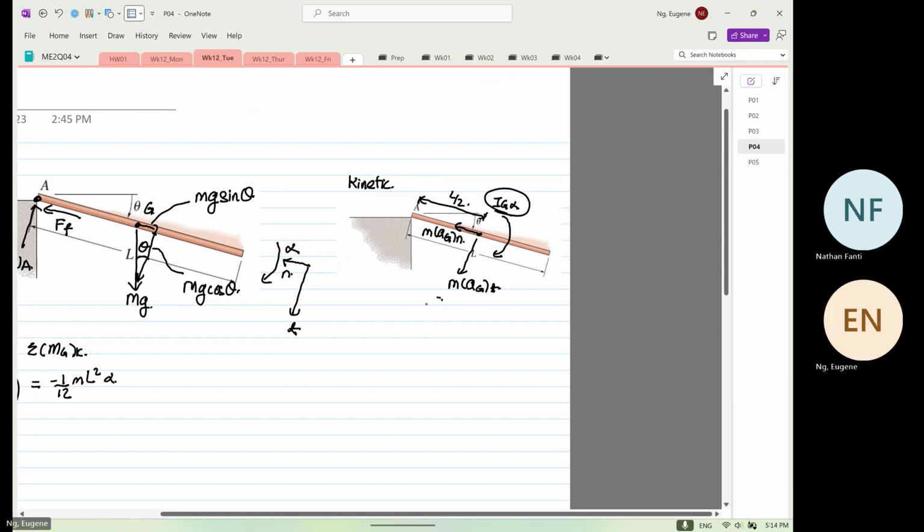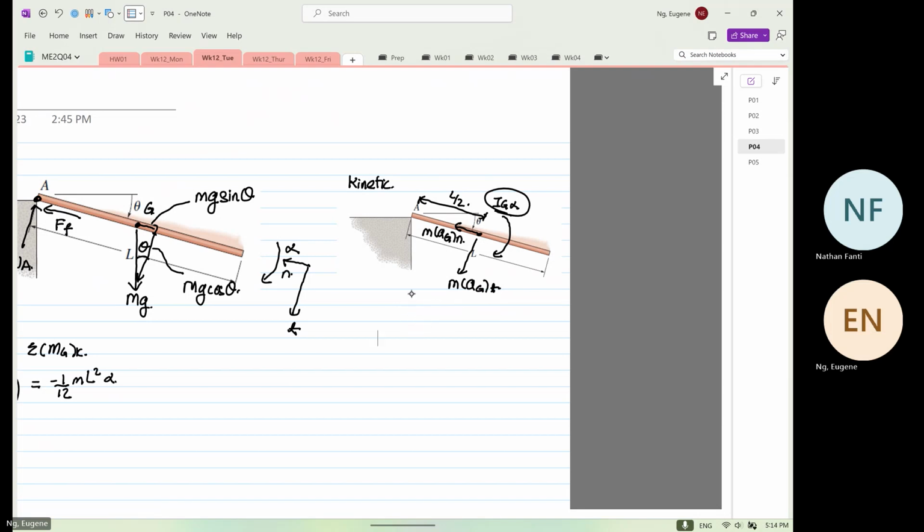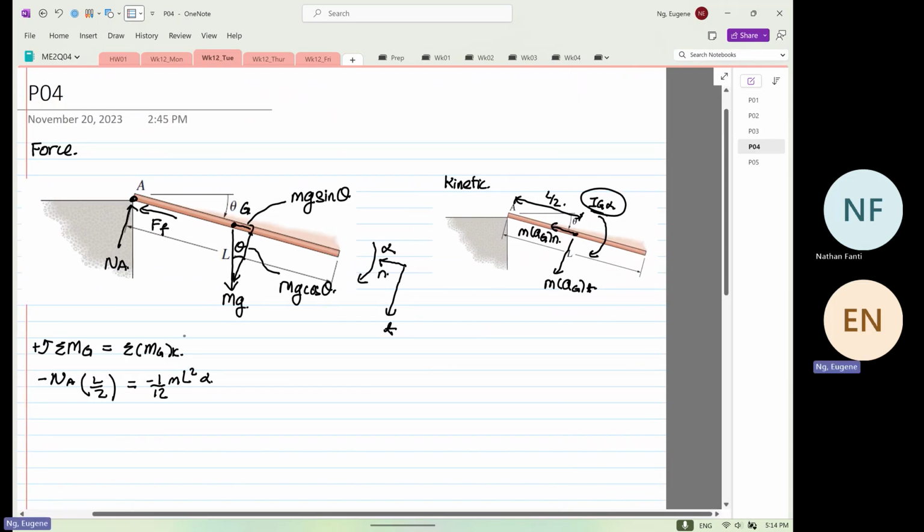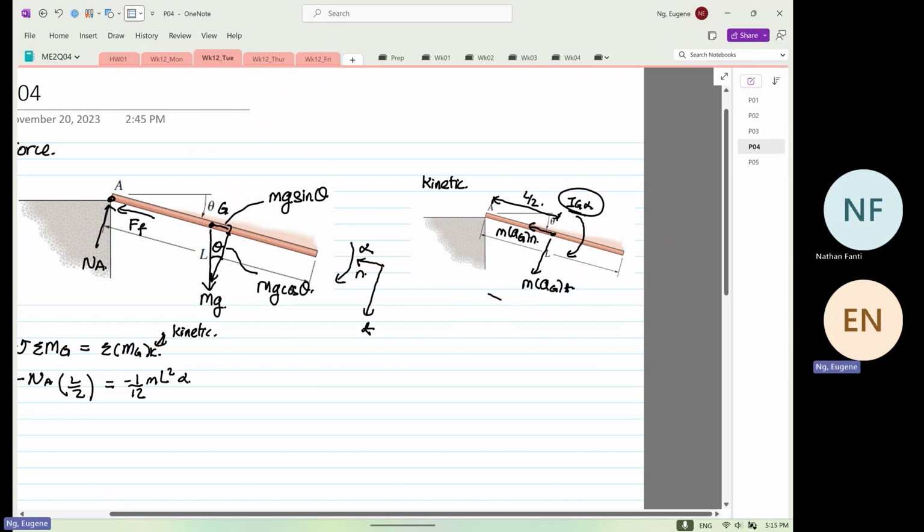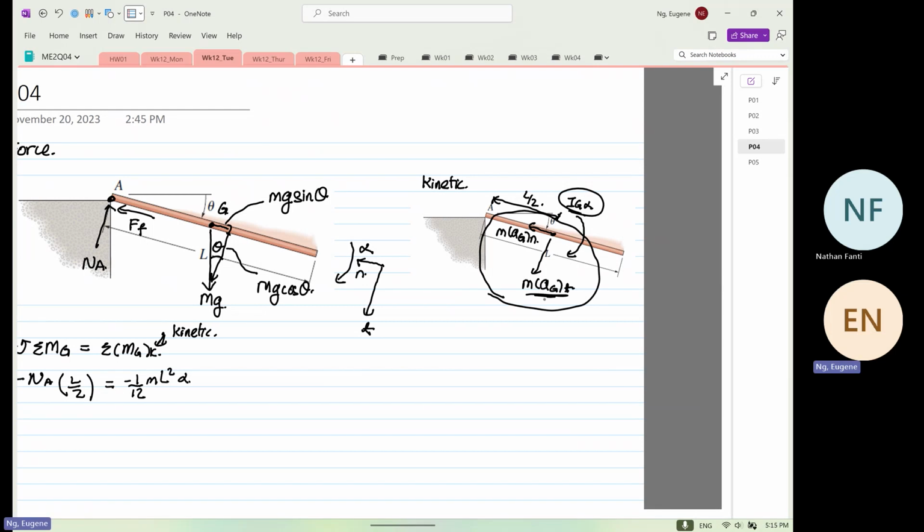This one? Yeah, this is kinetic. So you just look at over here, right? MAGT is not generating any moment. MAGN are not generating any moment because we take at point where? At point G. The only thing that is rotating is IG alpha. So it's the mass moment of inertia due to the angular acceleration of the structure.